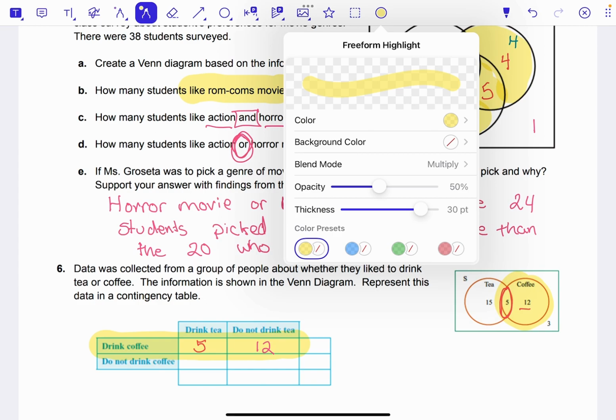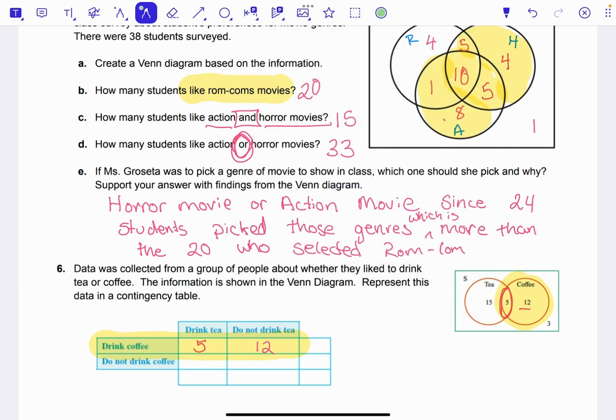Okay, and then I'm going to change colors to green. Tea is going to be green, and so the drinks tea is those numbers right there. So the 15 people who drink tea but not coffee go off to the side there. And then I can total my column there because I got 20 people here, and then I have 17 over here. And then these 3 people on the outside don't drink tea and they don't drink coffee. So I get a 3.